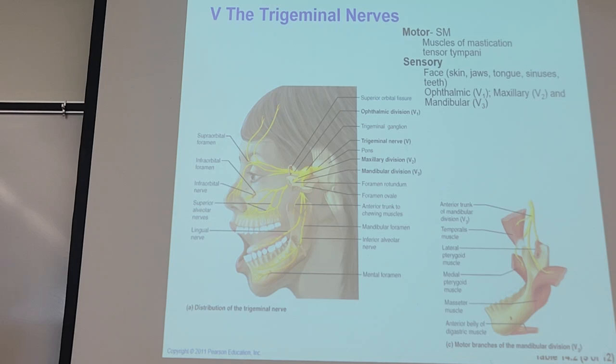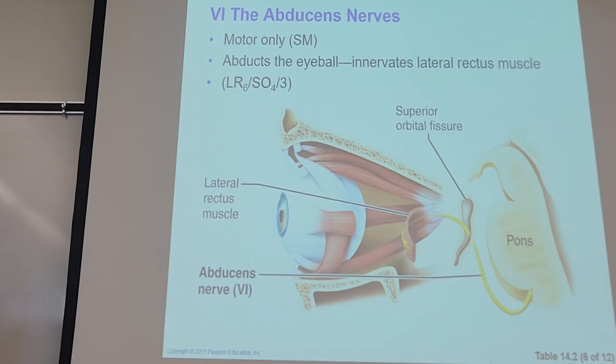What's 6? Abducens. Abducens is motor only. SM again, somatic motor. So here comes the lateral rectus muscle. So it has its own nerve, and that's the abducens nerve. All right, what's 7?